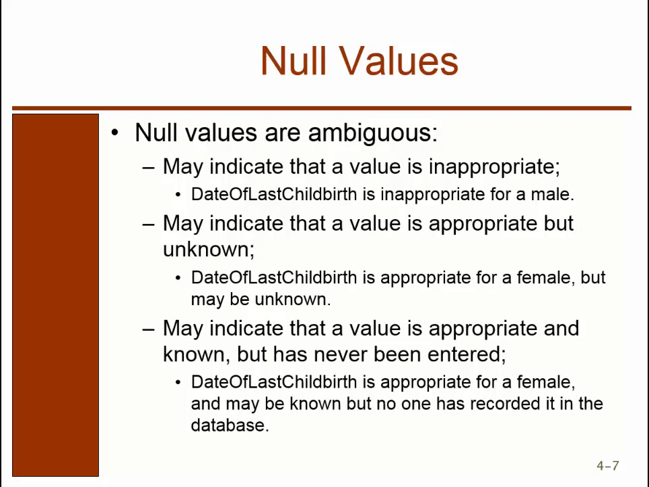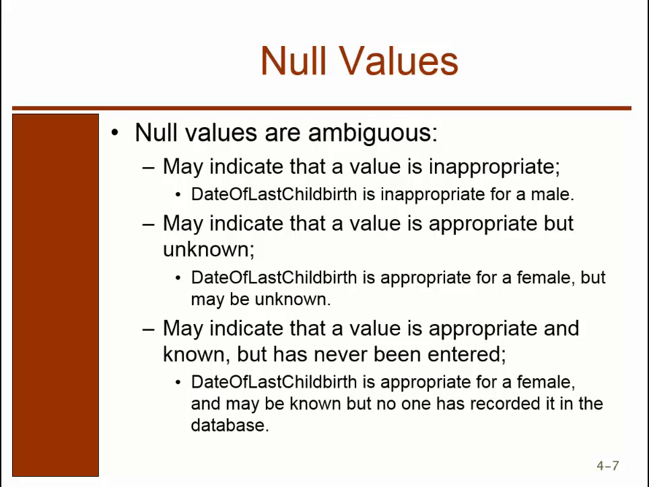If we have a field that is called date of last childbirth, for any given record, that field might be empty for any number of reasons. It might be because it's inappropriate, because we're talking about a male person. It could be that even if it is a female, it would be appropriate to have a value, but that value is unknown. We don't know when the last time was that person had a child. Or it might indicate that it's appropriate and known, but the data just has never been entered. It's missing. So there's no way really to know what the meaning of a null value is.